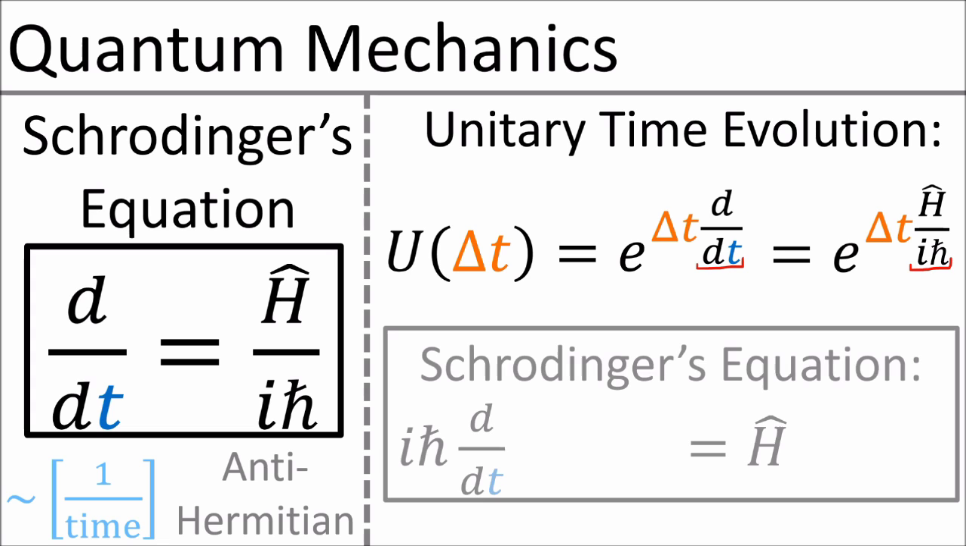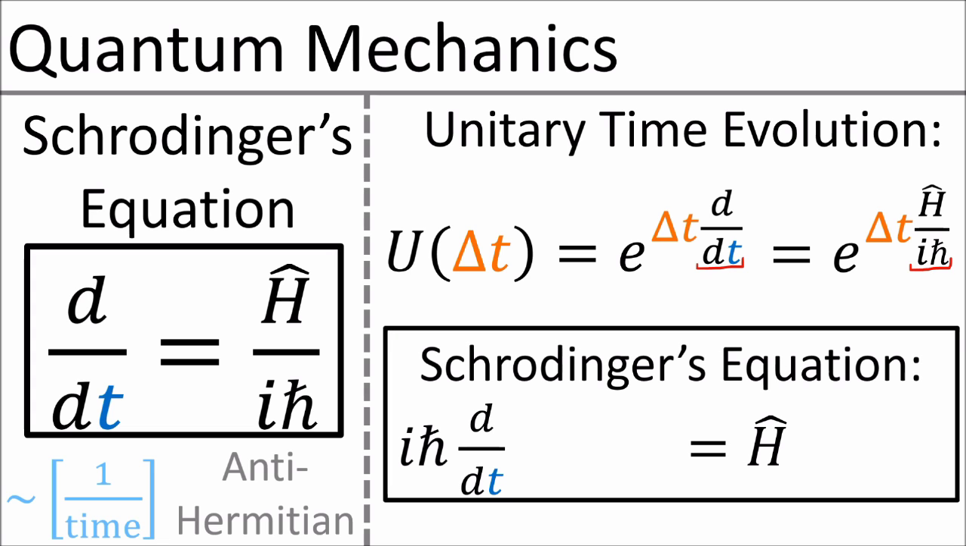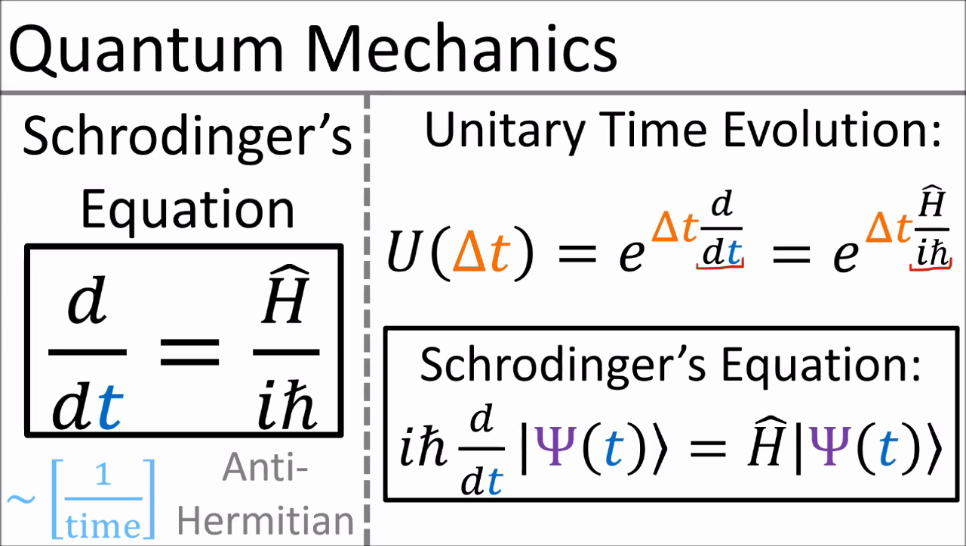This might look more familiar as Schrödinger's equation if we multiply both sides by i h bar and apply it to a state vector. And so this is what the Schrödinger equation is all about. It says that the time evolution generator is anti-Hermitian, and so this generates a unitary time evolution operator, which guarantees that total probability is preserved over time.